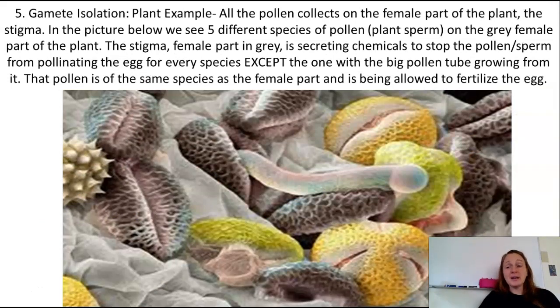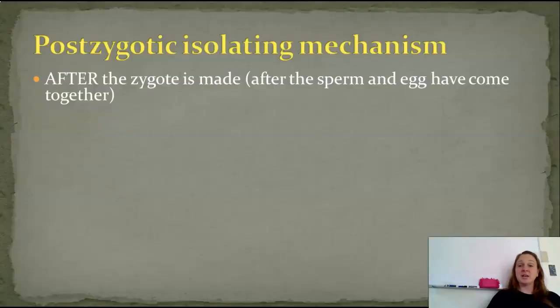Now in plants, when the pollen is floating through the air, the pollen can land on any female structure, and on the female structure are chemicals that are stopping the pollen from germinating or from growing, so stopping fertilization from happening unless that pollen is of the same species. So those are some of the prezygotic isolating mechanisms that we see for keeping species separate.